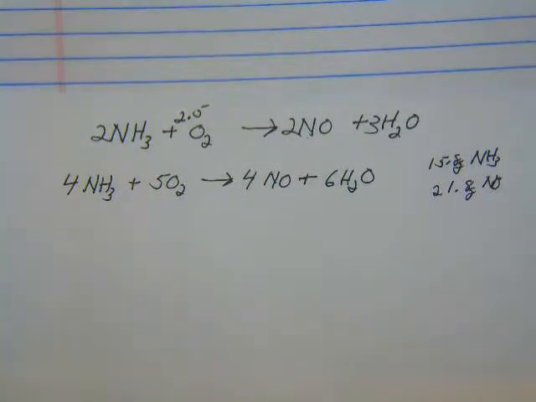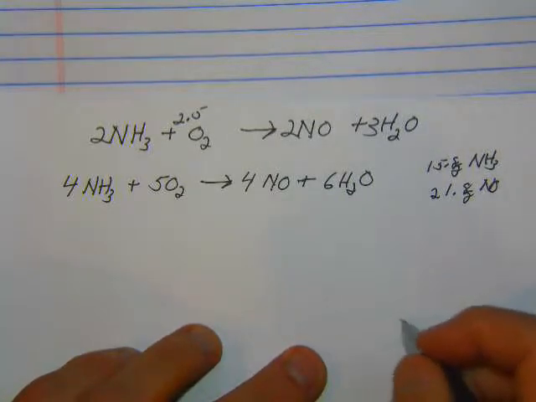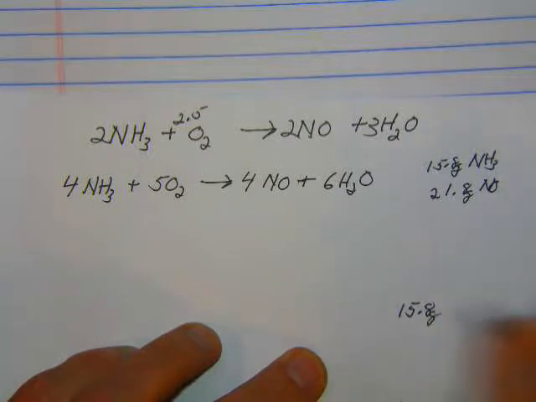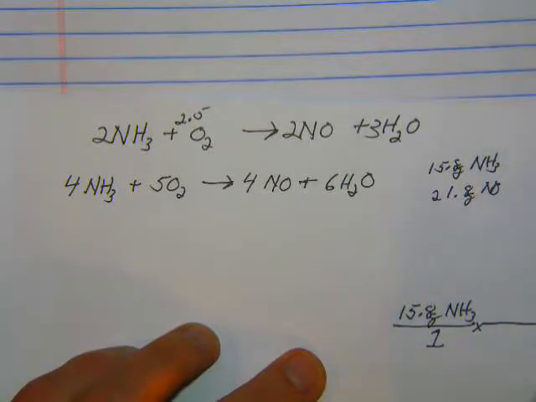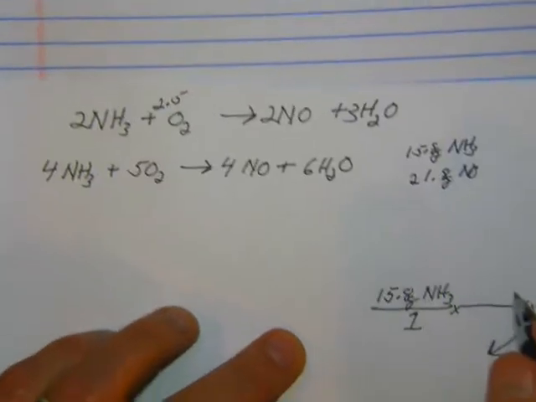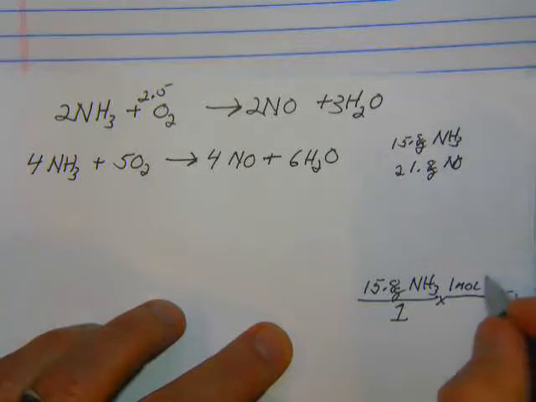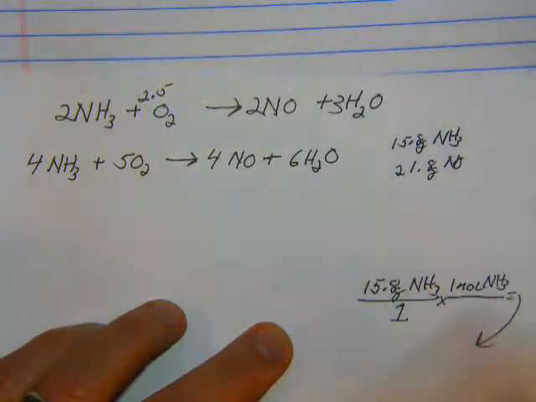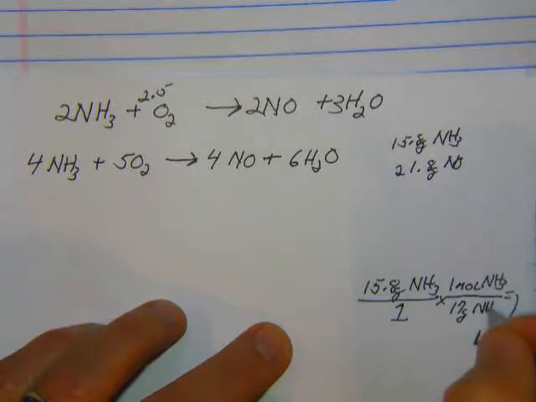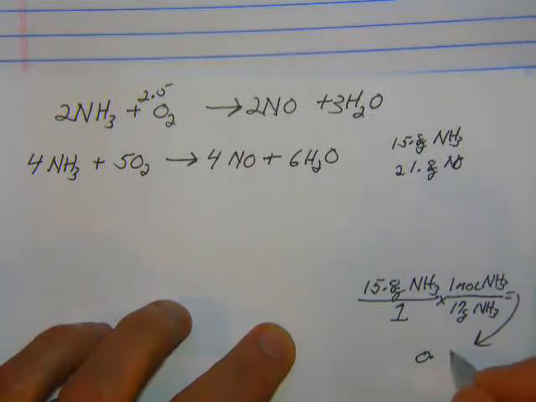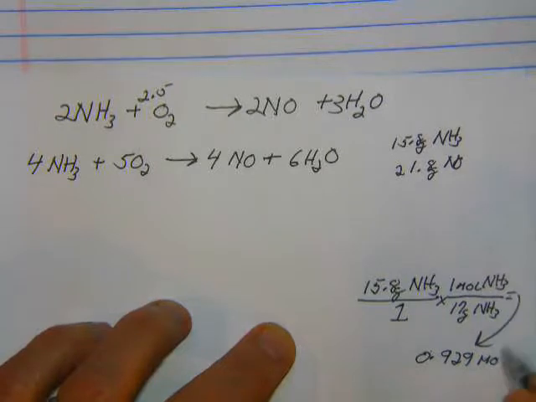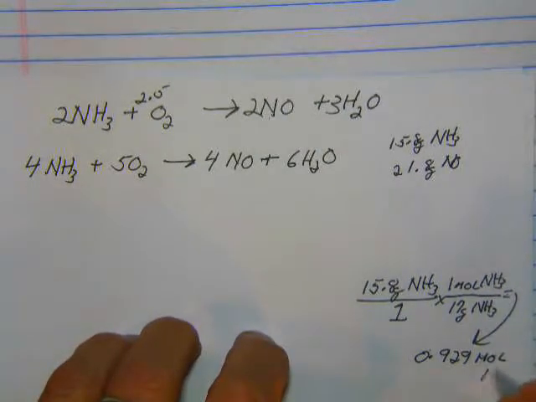So we are given 15.8 grams of ammonia, or NH3. Well, we can't use that, so we have to convert that to moles. I'll give myself some room down here to do it. So 15.8 grams of NH3 over 1. We know a mole of NH3 is 17 grams of NH3. So if we do the math, that's pretty close to 1. That's going to end up being 0.929 moles of NH3.